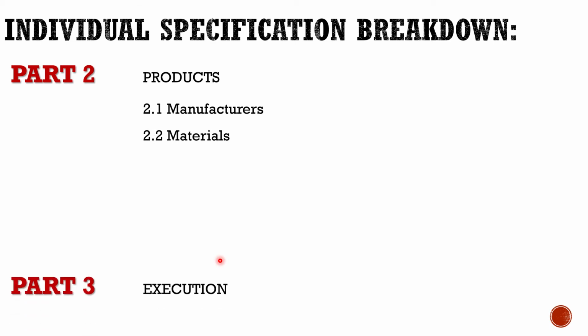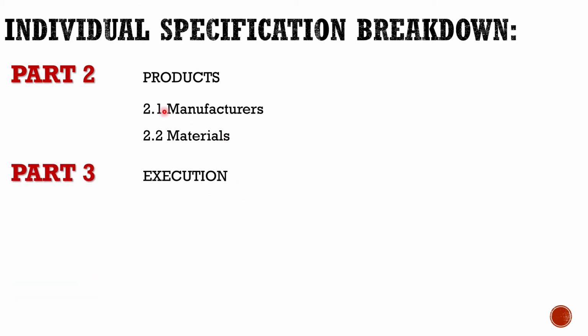Part 2 is products of that specification. 2.1, manufacturers. Where am I going to get that from? That identifies, is it the Walmart brand or the Target brand, so they can estimate properly. 2.1 and 2.2 are the materials, the actual materials of that. And then Part 3 is the execution of it. How do I construct it?